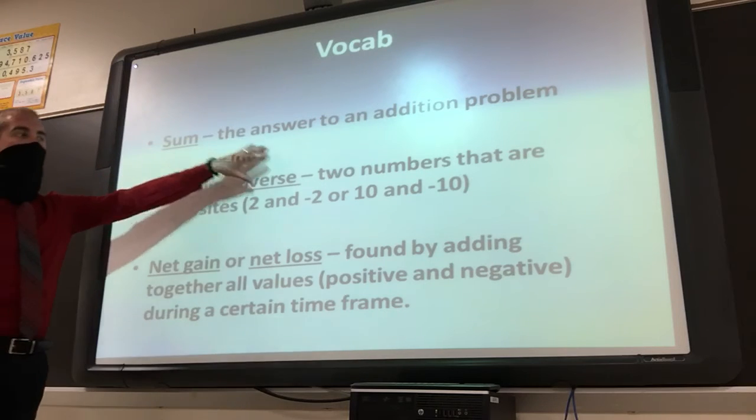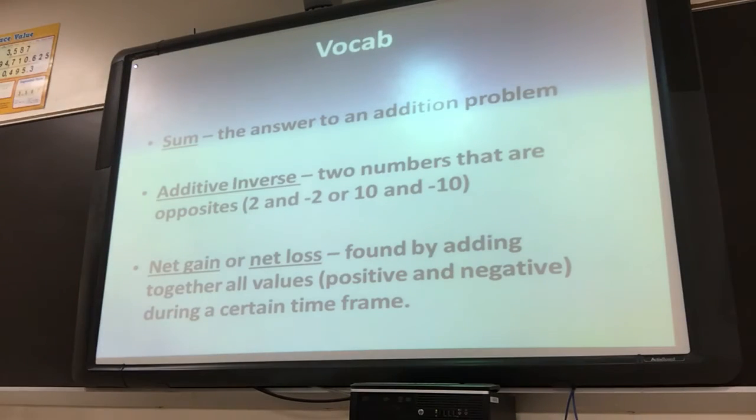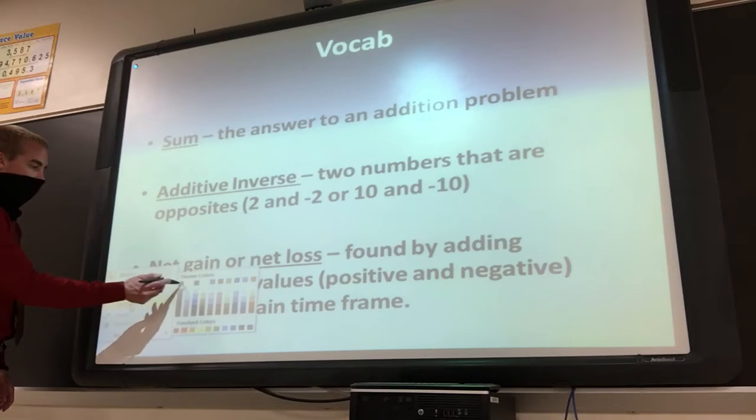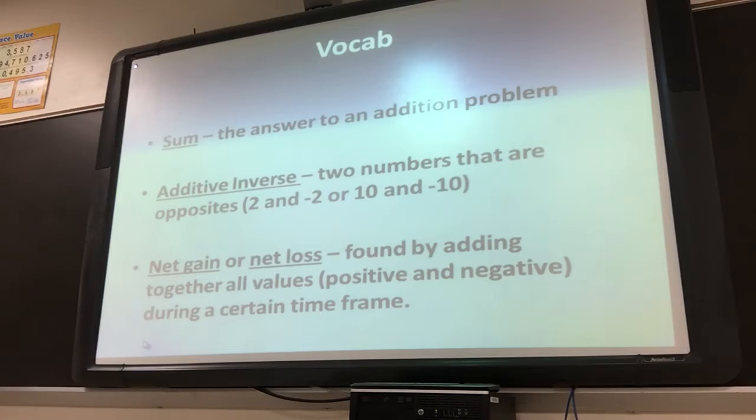You all write the definition. The words should be on your paper. So I'll give you all a couple minutes to write out the definitions there. And if there's anything else that you need to write, I'll make sure to let you know. So I'll give you all a couple minutes to write this definition, and then we'll talk about each one of these. Sum, additive inverse, and net gain or net loss.